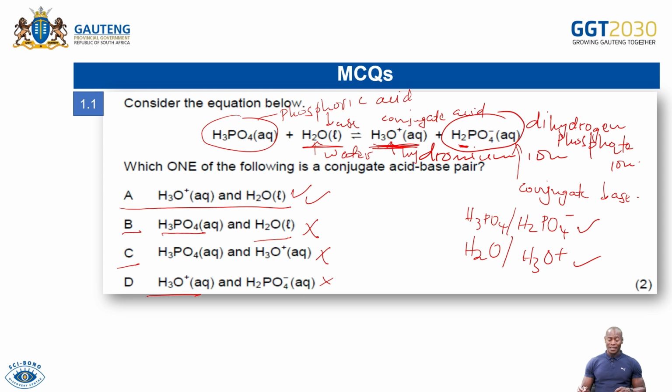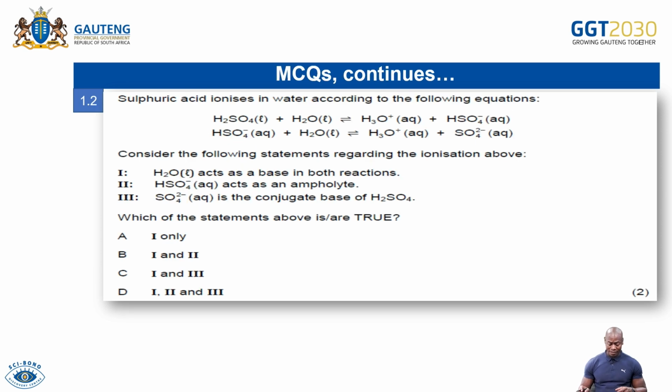But what is important here is that this is how you should analyze a chemical equation. You must be able to tell that this is an acid, this is a base, this is a conjugate acid, this is a conjugate base, so that you'll be able to answer questions on conjugate acid base pairs. I hope you understood this one. If you have questions, you can ask and we can interact. So let's look at the second one.